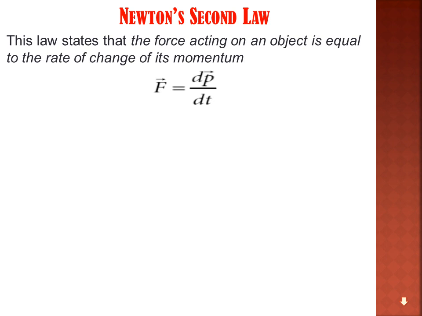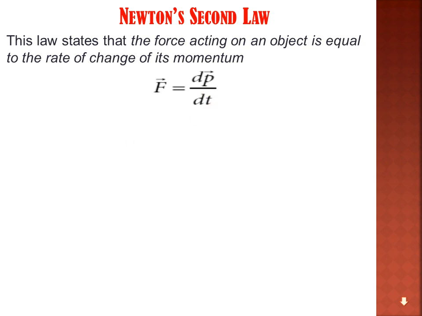Newton's second law. Whenever the momentum of the body changes, there must be a force acting on it. Newton's law states that the force acting on an object is equal to the rate of change of its momentum. That's why I told you, whenever the momentum of a body changes, there must be a force acting on it. And we know force F vector is equal to dp vector by dt.